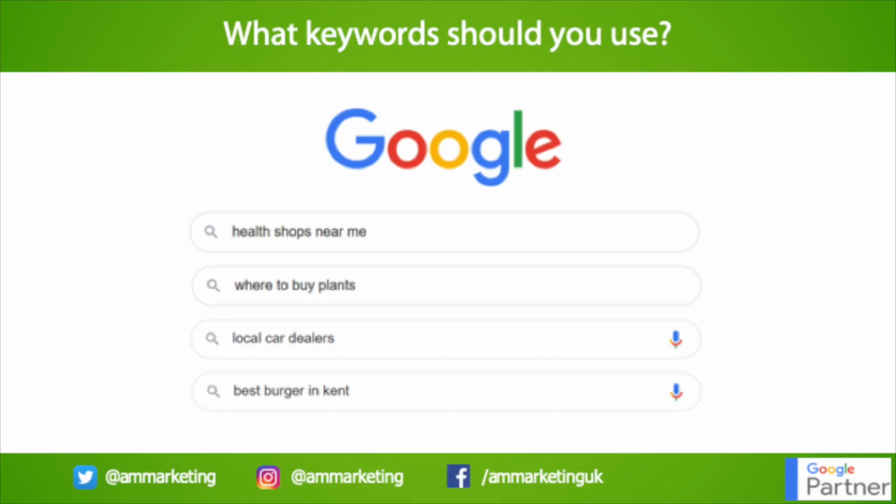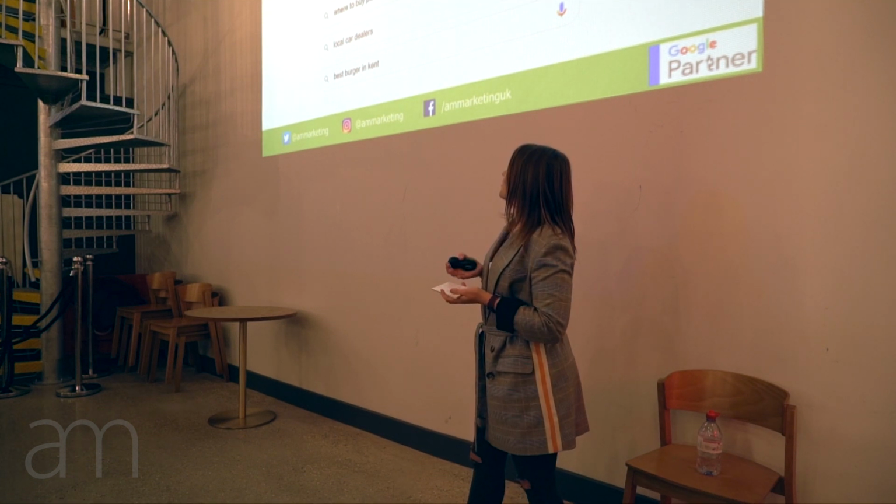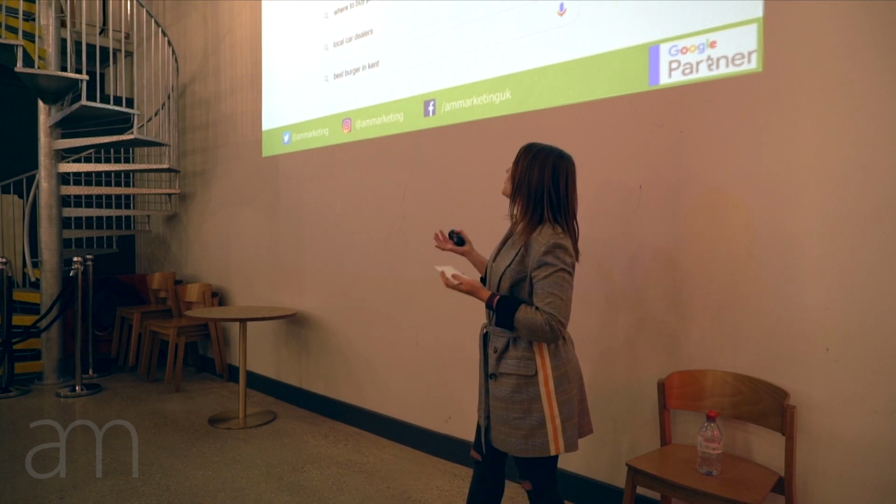Okay, so now I'm going to talk about how you actually set up local search ads. There's a few keywords here as an example, and keywords really are the bones of any ad account. So there's a few examples here: near me, where to buy, local, in Kent. They're all location-based searches.